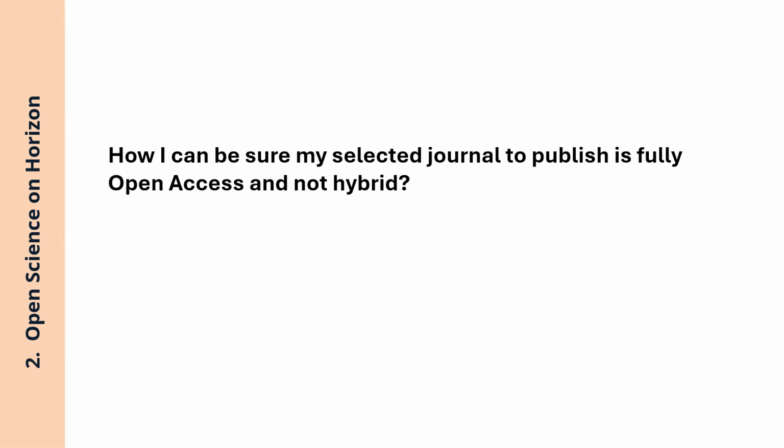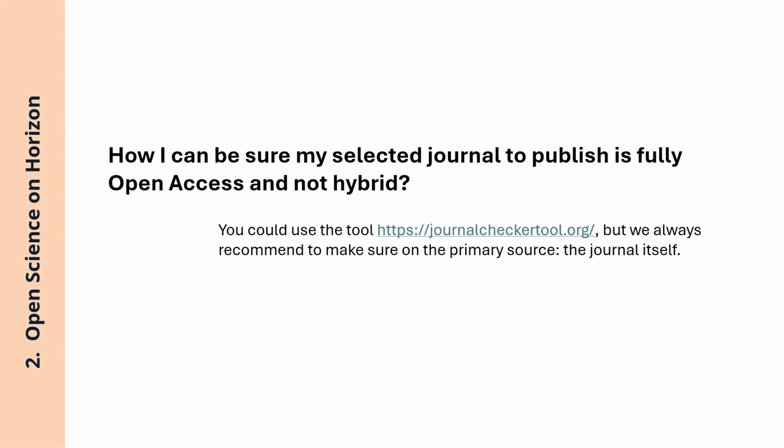How can I be sure that my selected journal is fully open access and not hybrid? I recommend this tool, the Journal Checker, okay? We use it a lot. We haven't found any error so far, but remember, I'm a librarian, so I will recommend you always check the primary source, okay? Go into the journal itself and make sure that the policy has not changed. I have to say they are pretty well updated on this tool.